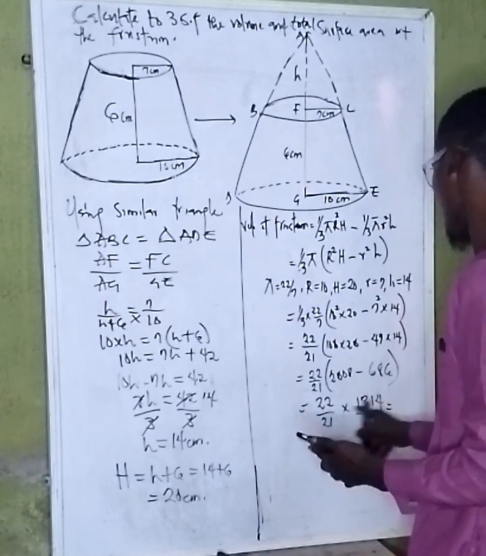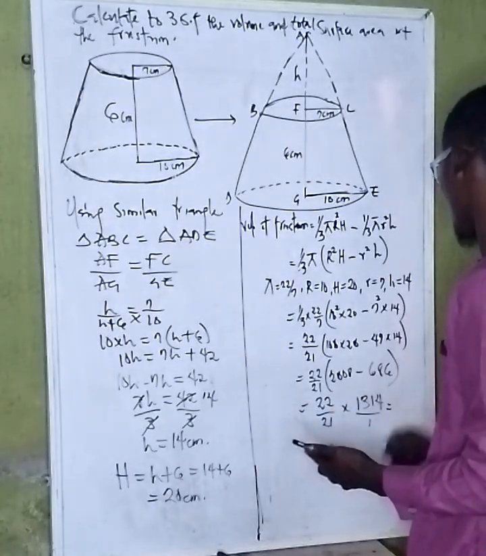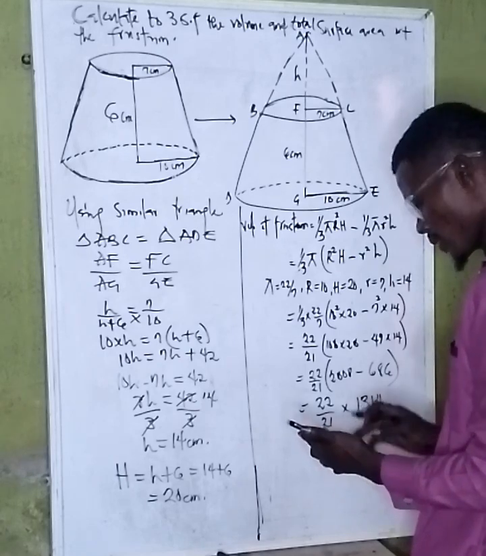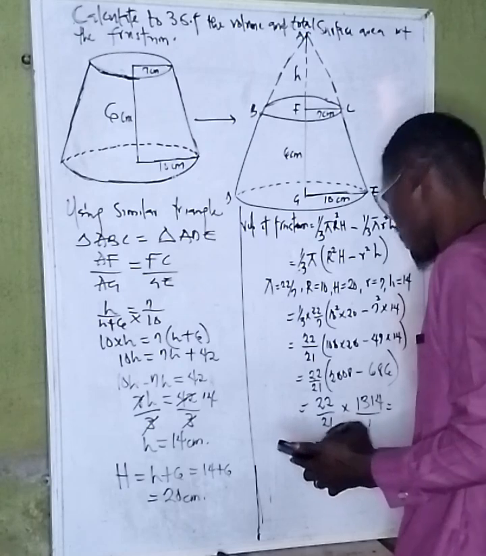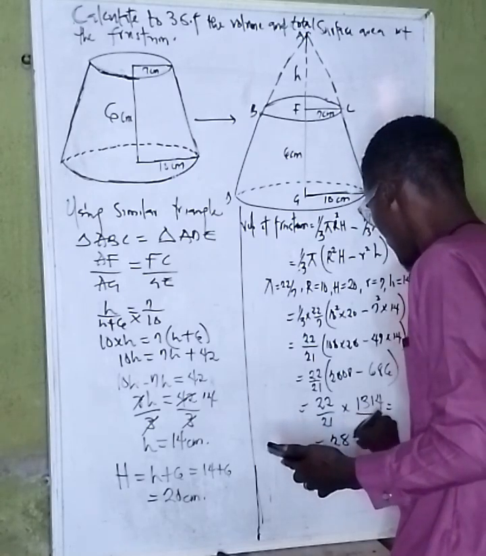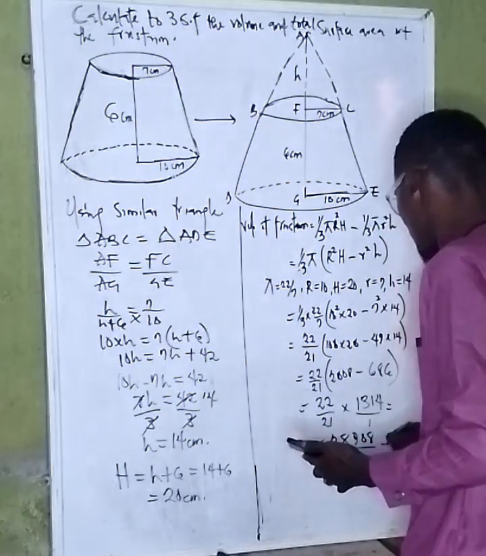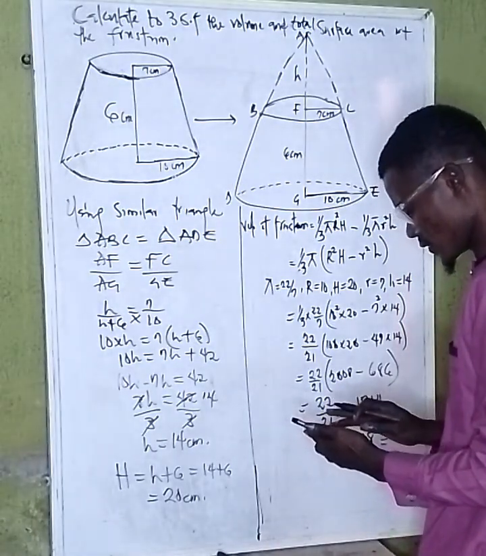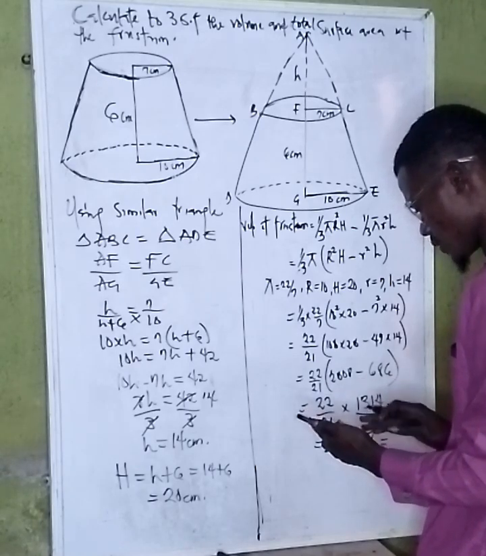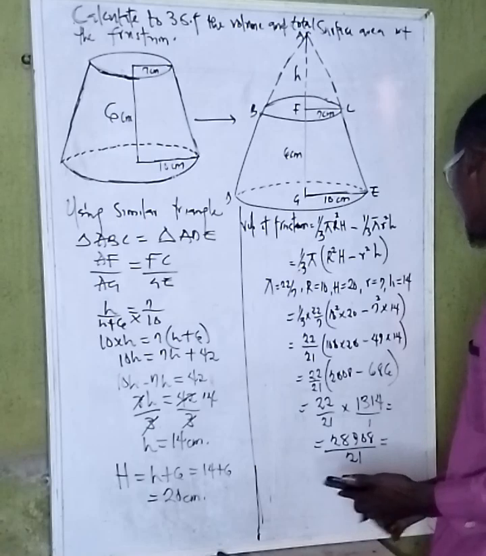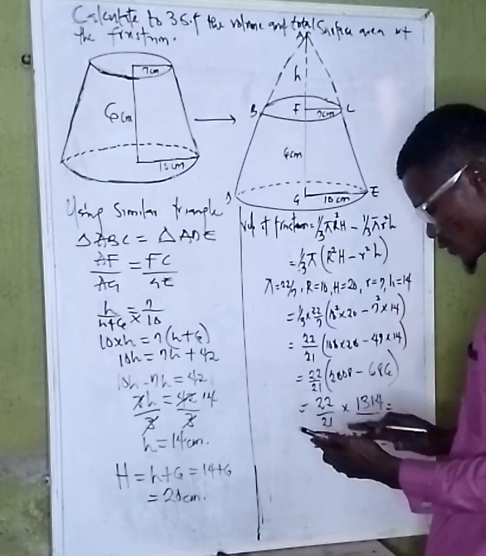Alright, now let's multiply this and this together. 22 times 1314, then we'll be having 28,908 over 21. Alright, our final answer, let's divide 28,908 by 21.